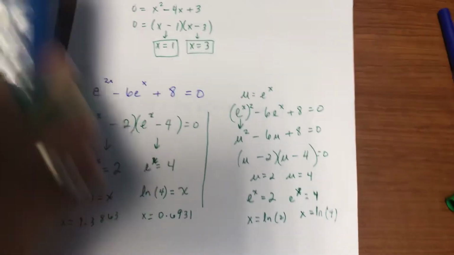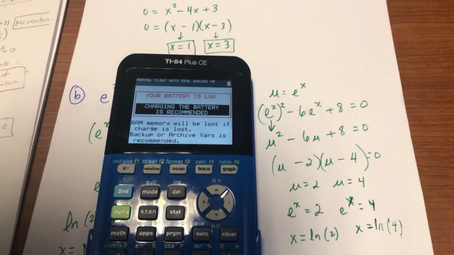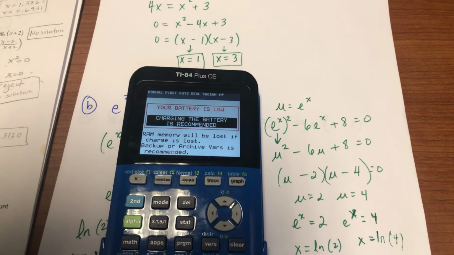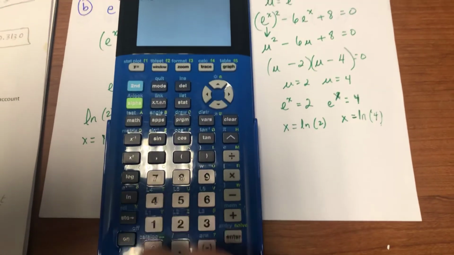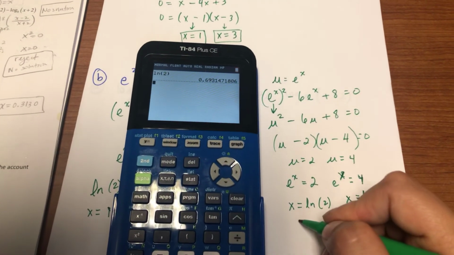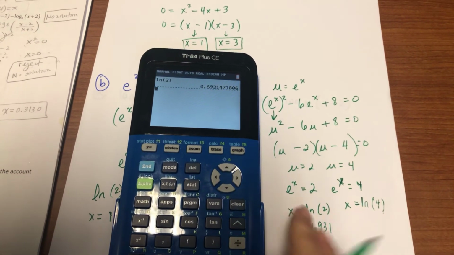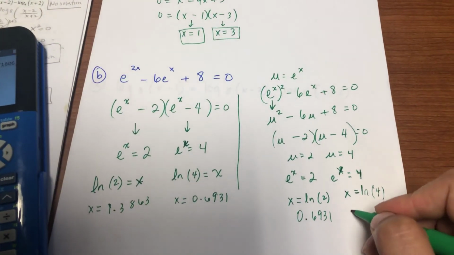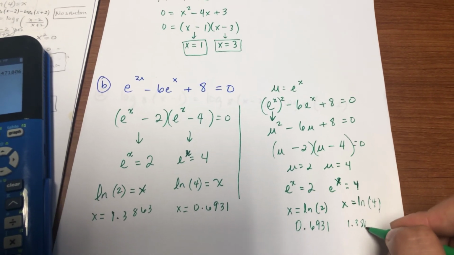Now I can look at my calculator real quick to determine this, and this might help some people figure out how to put it in your calculator. So here we would go natural log 2. That one is our 0.6931. So then that must make this one the 1.3863.